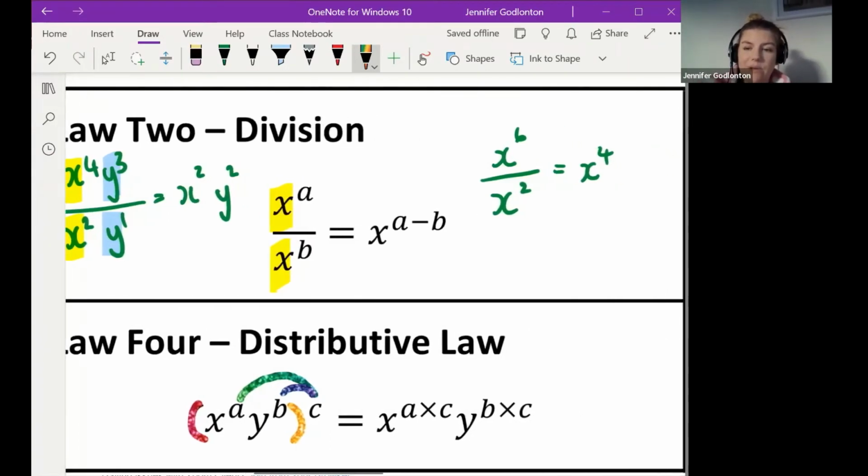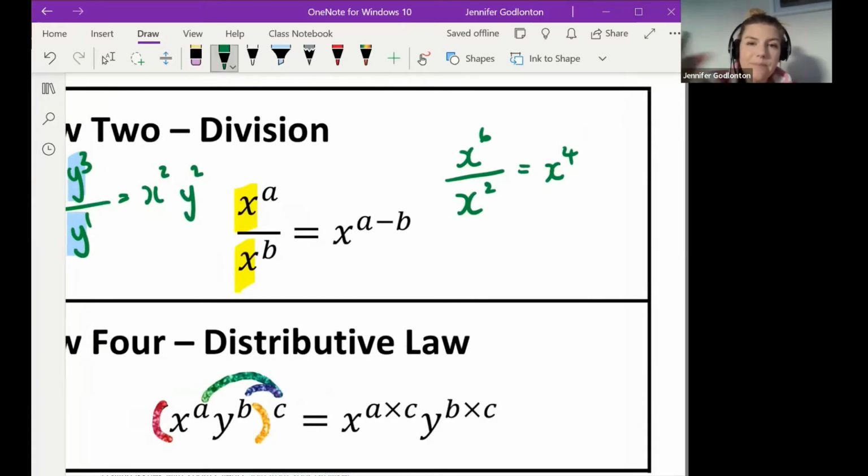So let's have a look at what that would look like with numbers. If I had x to the power of 2, y to the power of 4, and that was all to the power of 3, what would that equal? Let me make this a little bit bigger. Now you're going to need to tell me the letters and what their powers would be. You can't just give me a number. What is that going to equal?